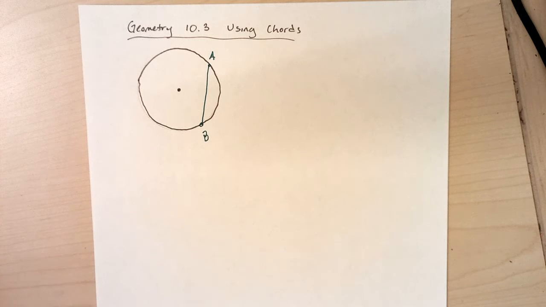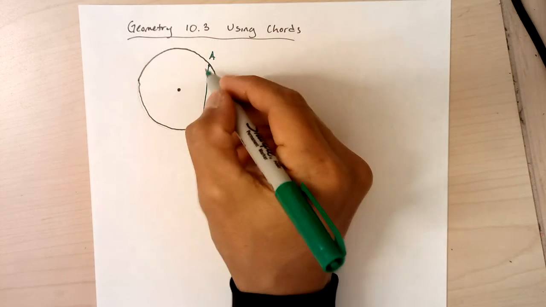Hello, this is Geometry 10.3. In 10.3, we'll be using chords in a circle. So recall that a chord is a segment in a circle whose endpoints are on the circle.